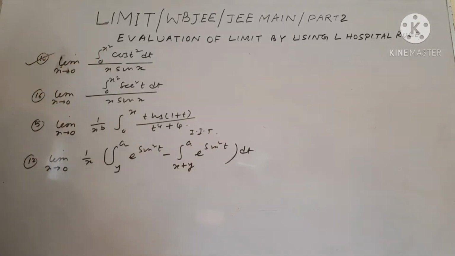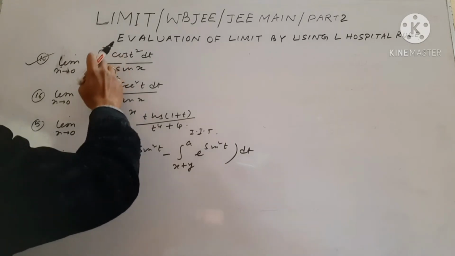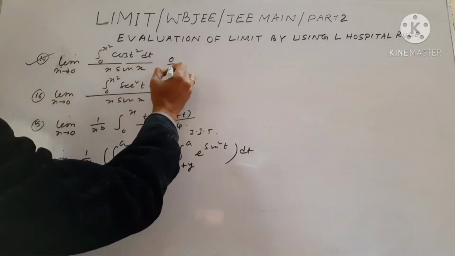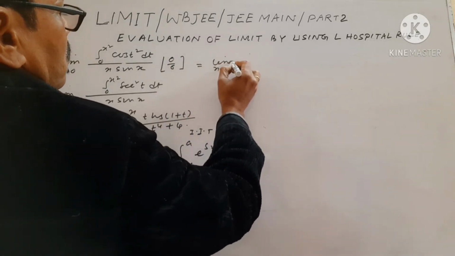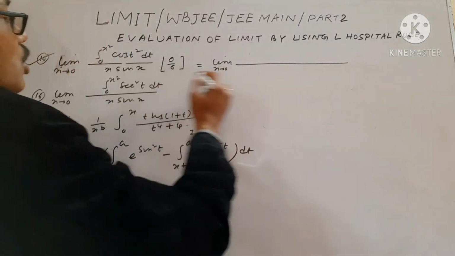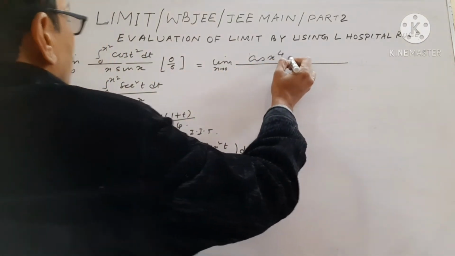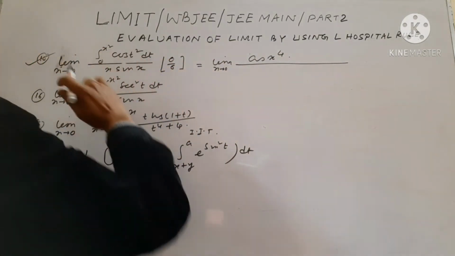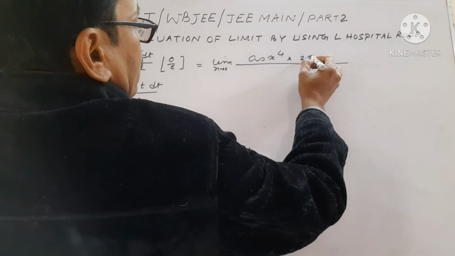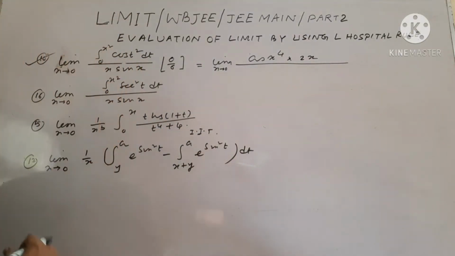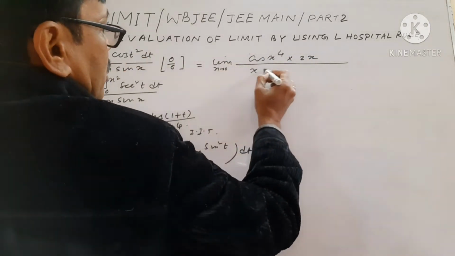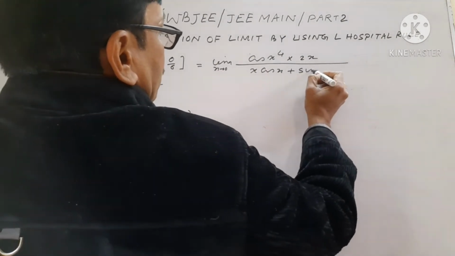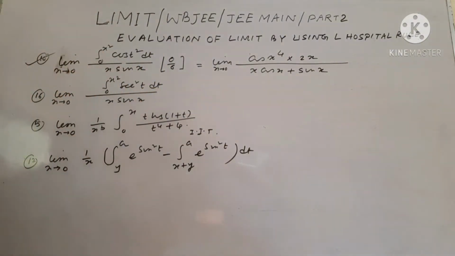Problem number 10. As x tends to 0, the upper and lower limits are the same, so the numerator is 0 and the denominator is 0. So by L'Hospital rule, cos of x to the power 4, with t replaced by x square, so cos x to the power 4 into the derivative of x square, 2x. The lower limit is 0, so no need. Then the denominator derivative: x into cos x plus sin x.